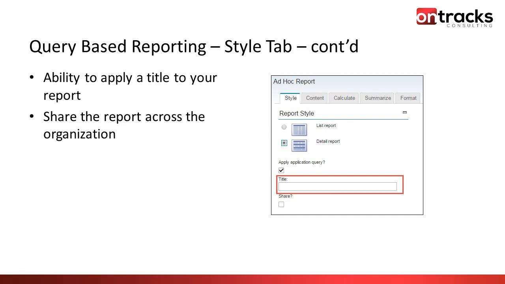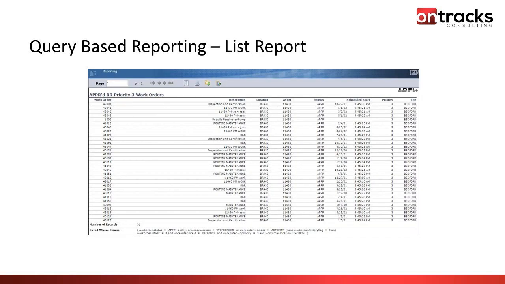That's pretty straightforward. Now we're going to be talking about the two different types of reports, the list and the detailed report. At first glance, the list actually seems pretty basic and straightforward, where you just decide what columns you want in your report. In this example, we've got work order, description, location, asset, and so on, and it just lists all of your work orders. There's really not that much to it.